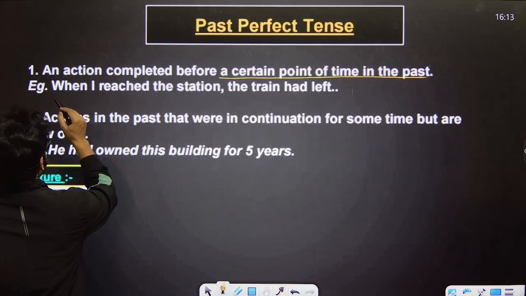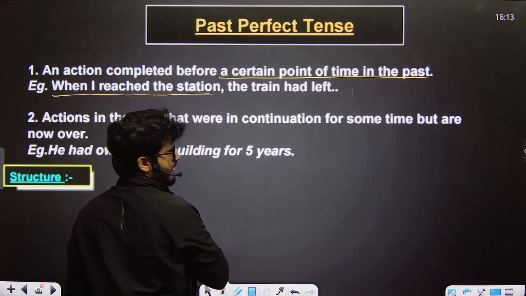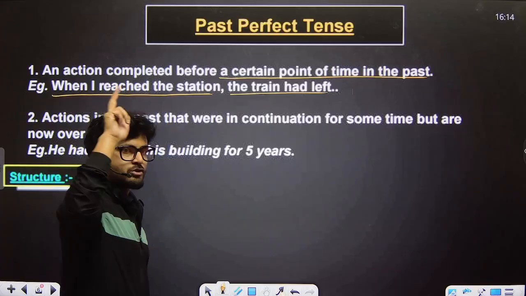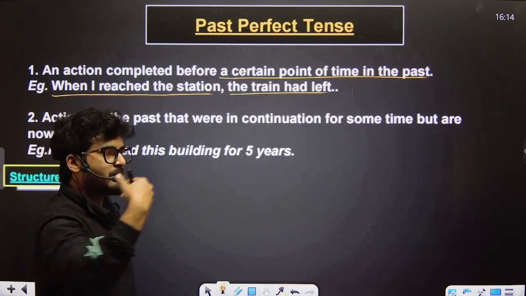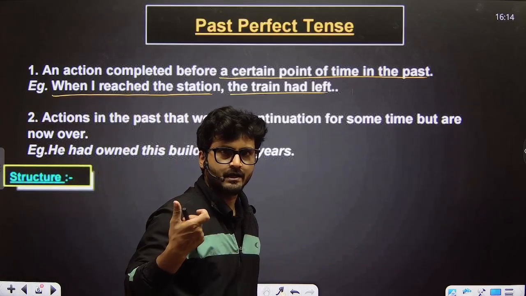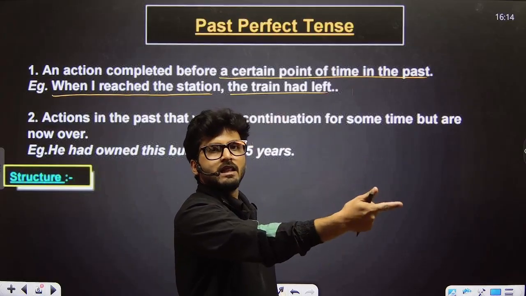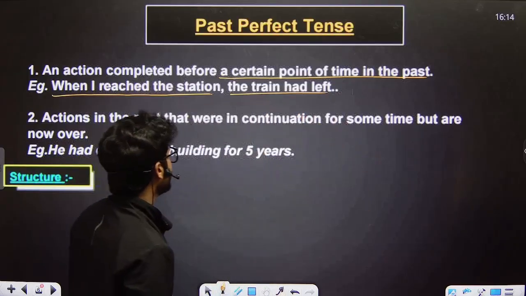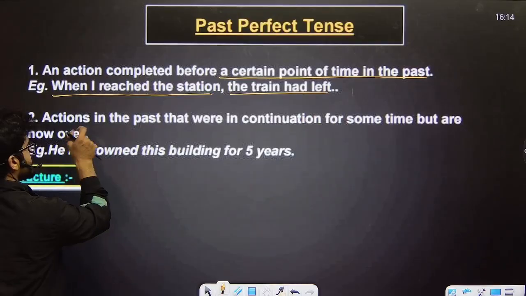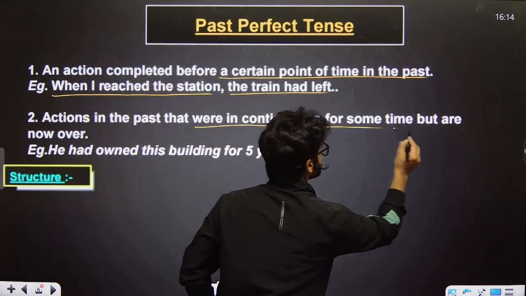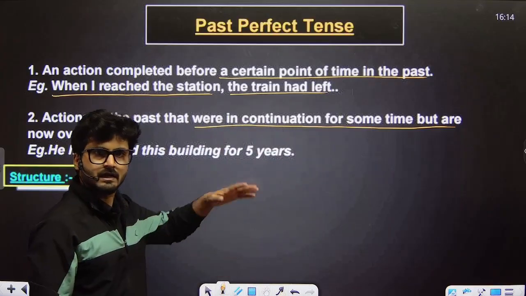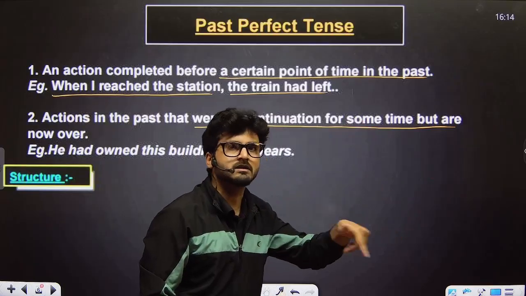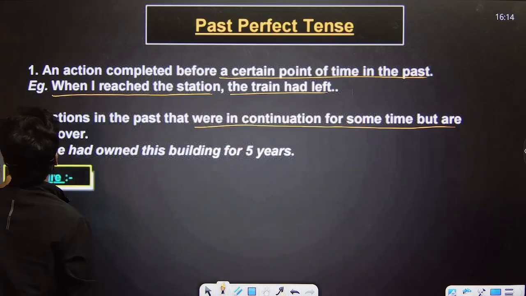So here the example is, when I reached the station. जब मैं स्टेशन पहुंचा तब तक क्या हुआ? The train had left, ट्रेन जा चुकी थी. जब मैं वहां पहुंचा स्टेशन पे, वो भी इवेंट हो चुकी है. And the train had left, वो भी इफेक्ट जो है, वो एक्शन जो है, वो परफॉर्म हो चुका है. So that is only the perfect tense. Actions in the past that were in continuation for some time, कुछ समय तक कंटिन्यूएशन पे था, but are now over, अब जाकर के वो खत्म हो चुका है.